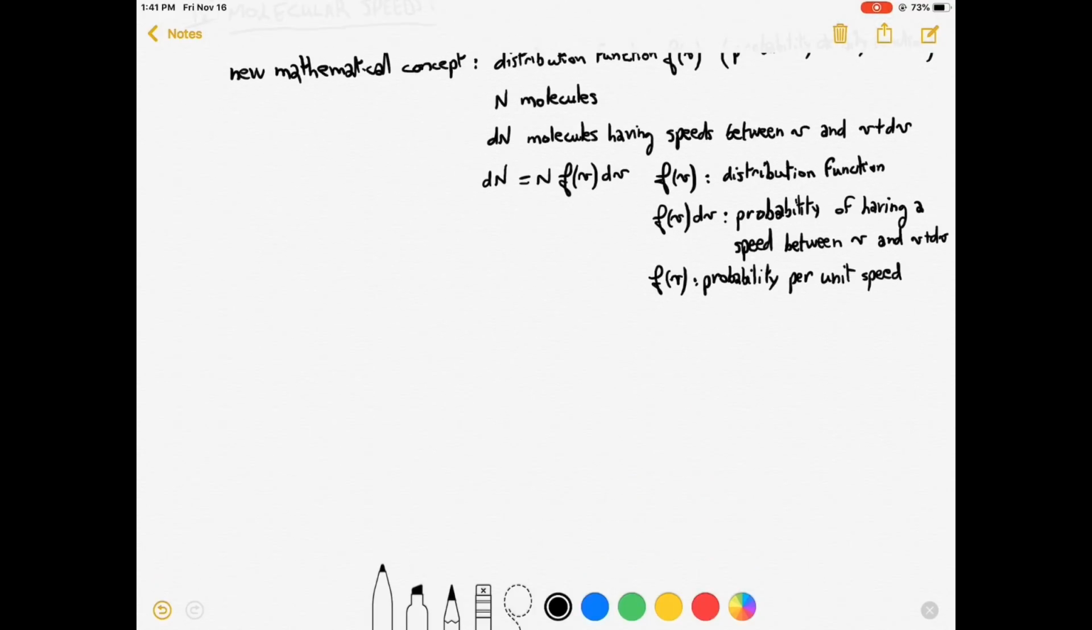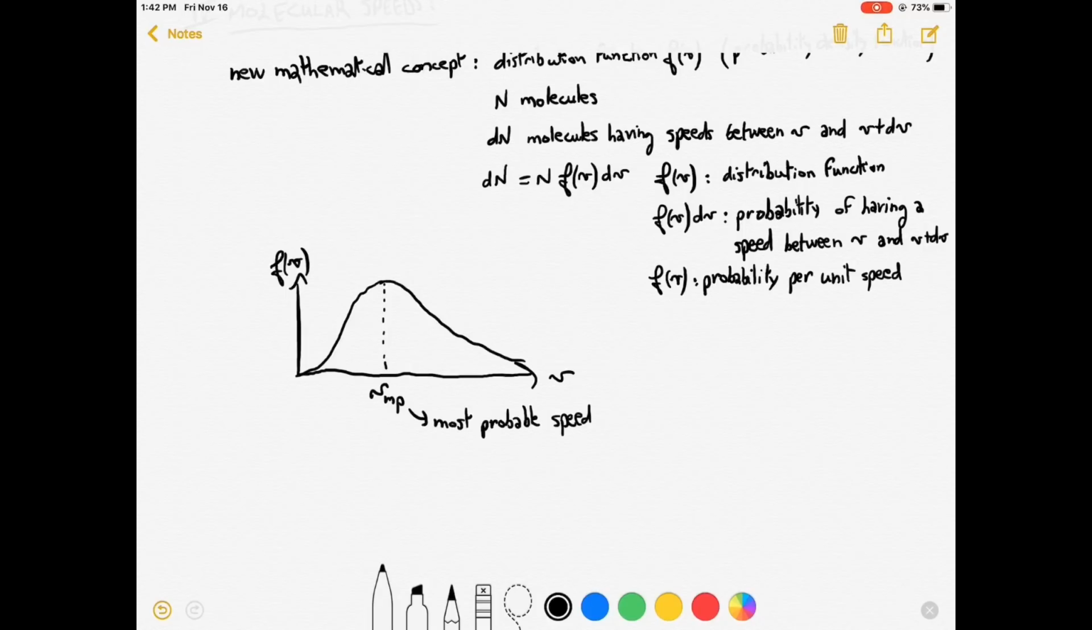Right, and so if we represent this on a graph, f of v as a function of v, it's going to look a little bit like this. And so we will have a maximum here at a certain speed v_mp, so that speed would be the most probable speed. And if you take two speeds v1 and v2, then the area below this curve would represent the fraction of molecules with speed between v1 and v2.